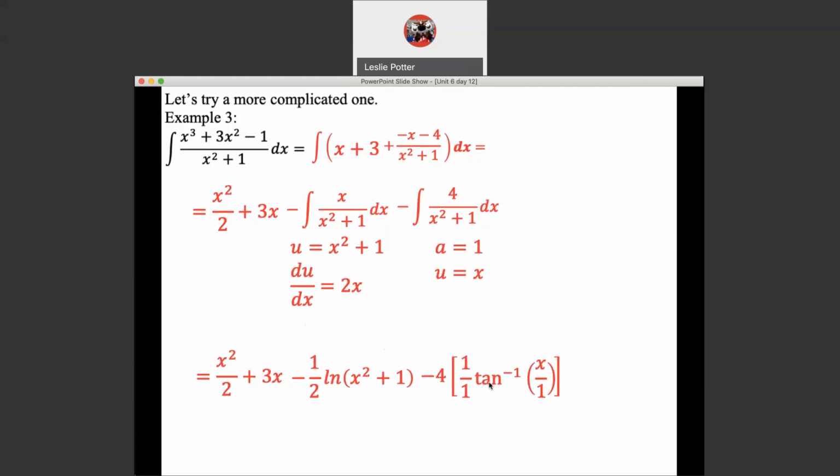So the inverse tangent says I should have this pattern of 1 over a, inverse tangent u over a. Okay, so that's the pattern. So my u is x, my a is 1. And so simplifying this, this is your final answer with the plus c. So that's the antiderivative for that polynomial rational expression.